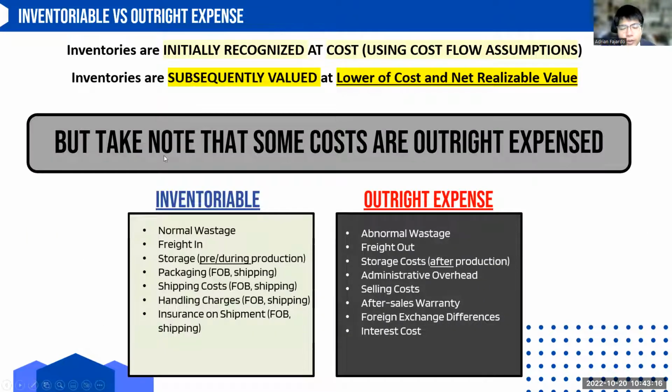So some things to take note, but then not as important. Take note that some costs are outright expense. So pag abnormal wastage, freight out, admin overhead, after sales warranty, interest cost, all of these are outright expense. They are never inventoriable. So kindly take note of other inventoriable costs, right?